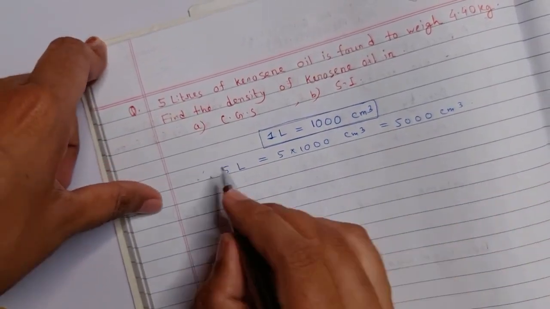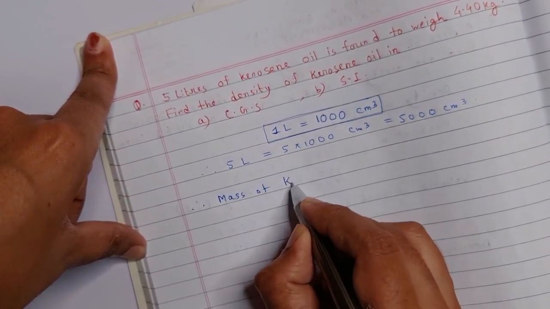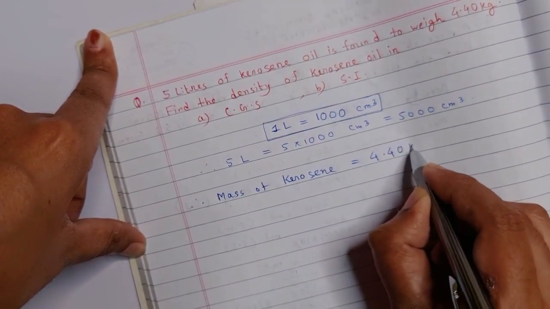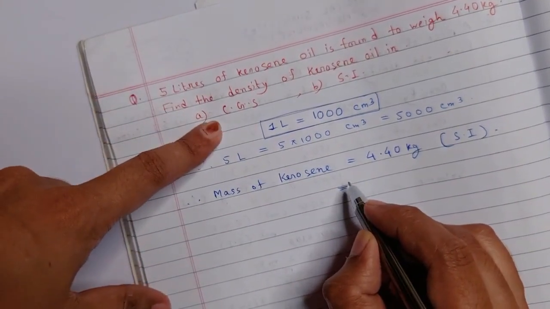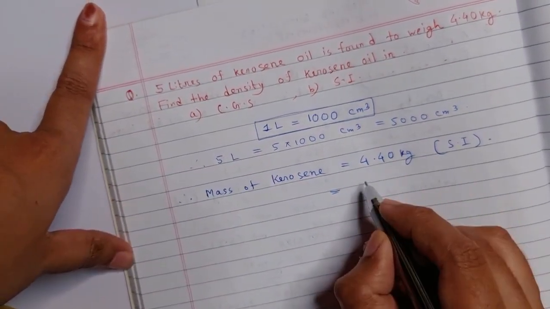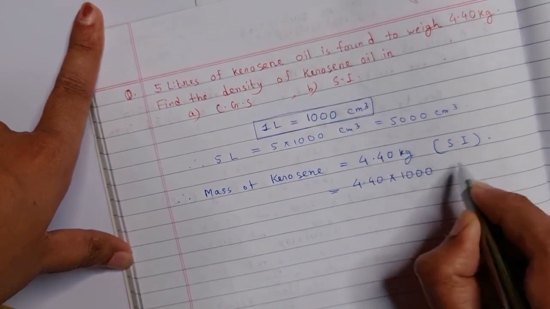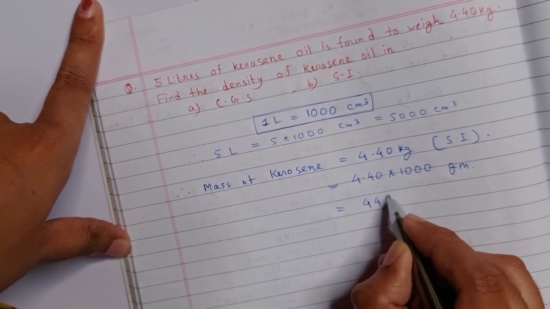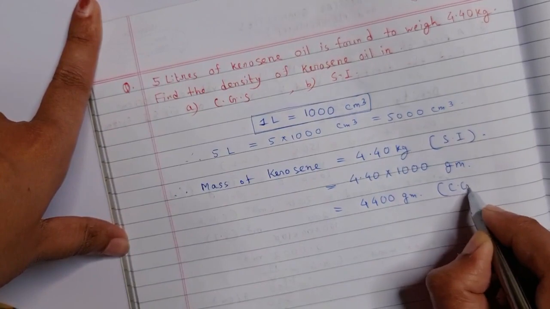And so let's write the mass of kerosene. Mass of kerosene is given by 4.40 kilogram. Now this is in SI system, so I have to convert this into CGS first because I need the value of the mass of kerosene in CGS system. Let's see. If I multiply this kg with 1000, it will become gram. So the answer will be 4400 gram. This is the mass in CGS system.